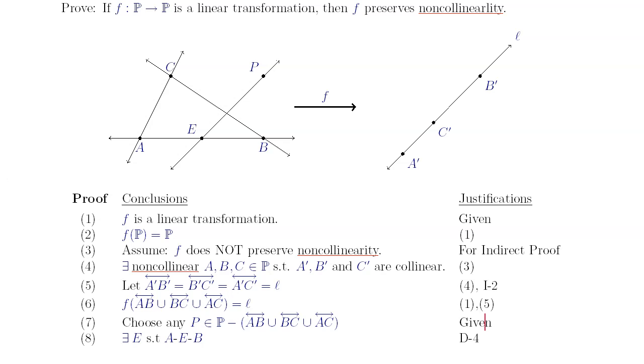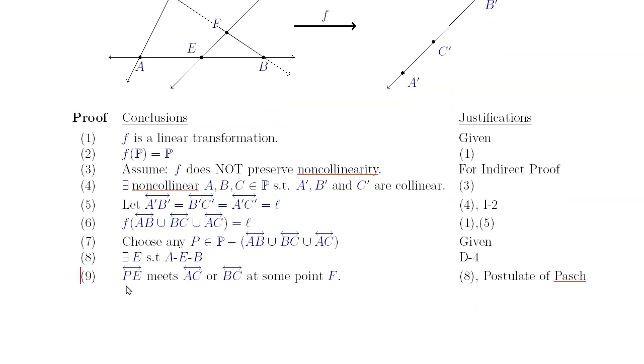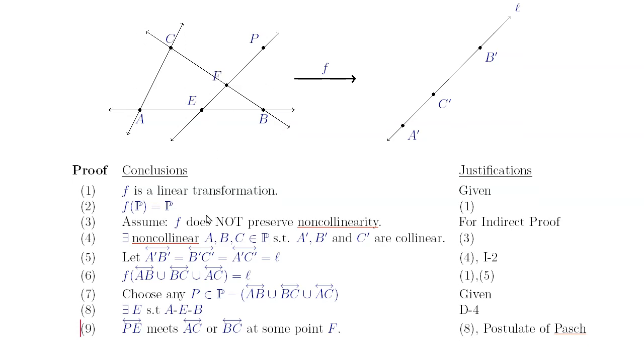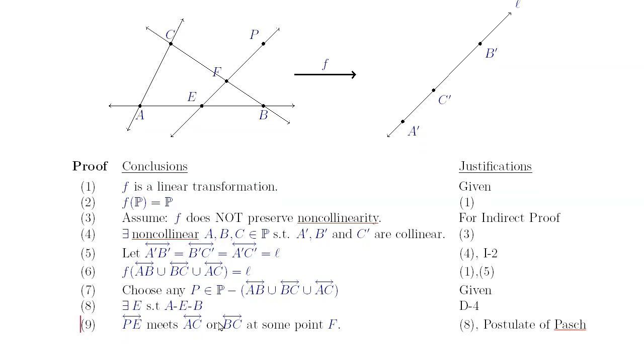So let's call that intersection F, since we have to name it something. Let's write that down: line PE meets line AC or line BC. Depending on the location of P, if P is over here, it's going to intersect AC. Actually, if it's not parallel to BC, it's going to intersect BC as well. But anyway, it's going to intersect either one. So that intersection is called F.